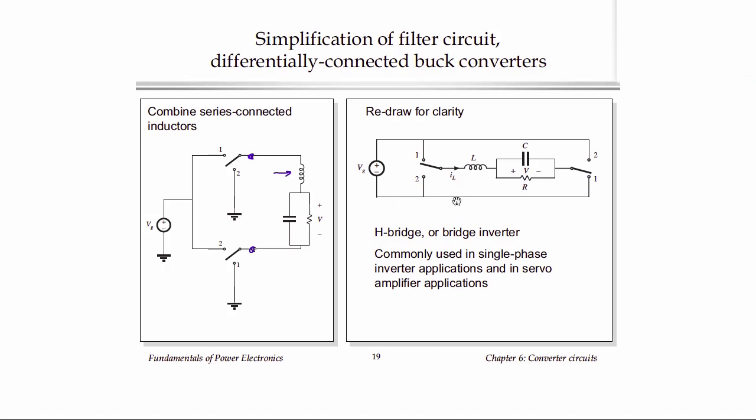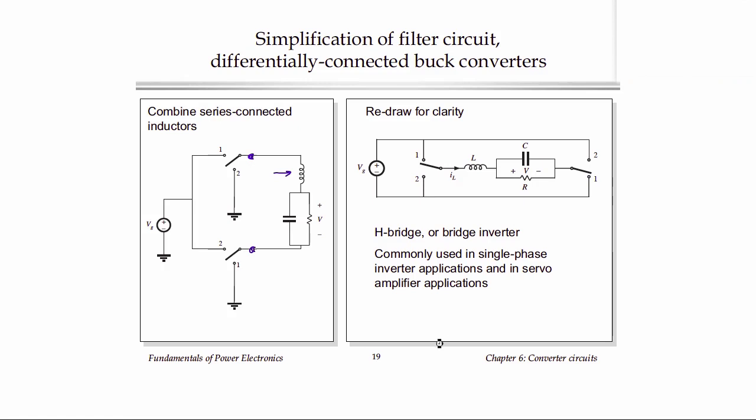It's just redrawn in the way it's normally drawn, where we have our two switch networks and the load and LC low-pass filters connected differentially across the outputs. This is often called the H-bridge or full bridge circuit or a bridge inverter circuit. It's very commonly used in single-phase inverter applications where we have a DC input VG and we want to produce a sinusoidal output across the load, V.